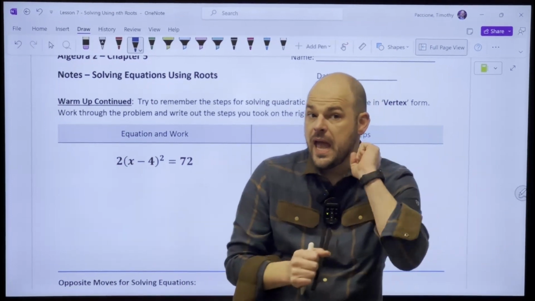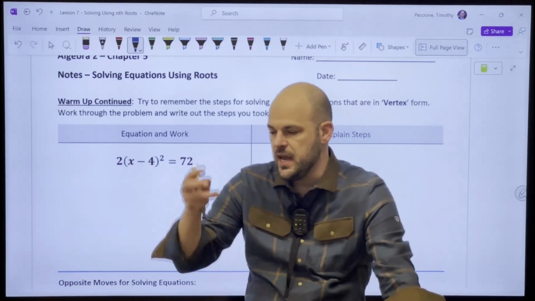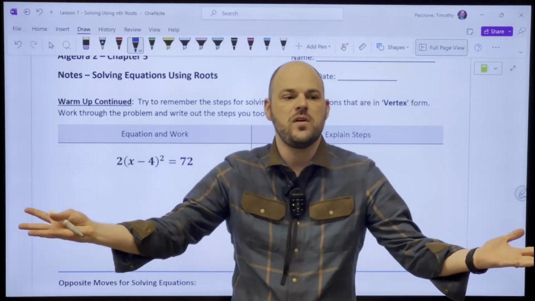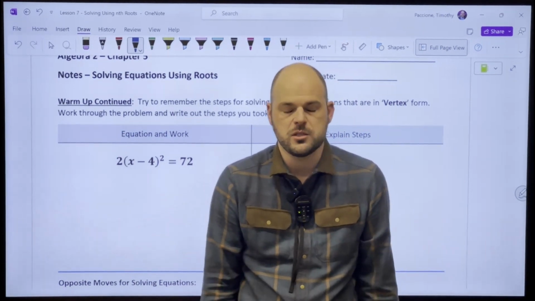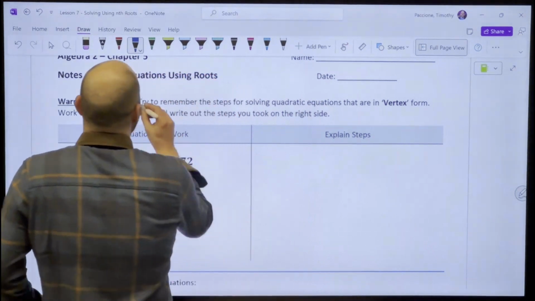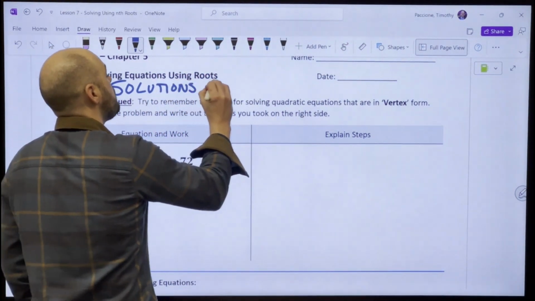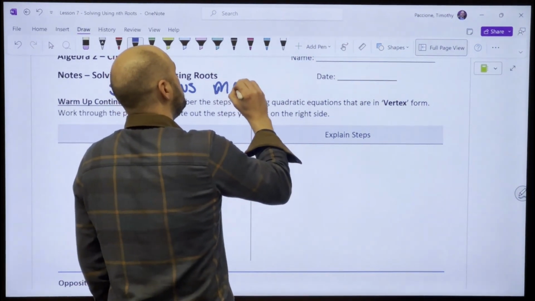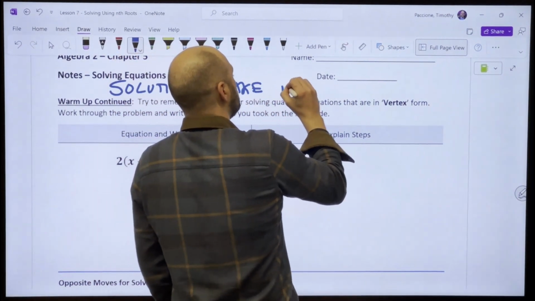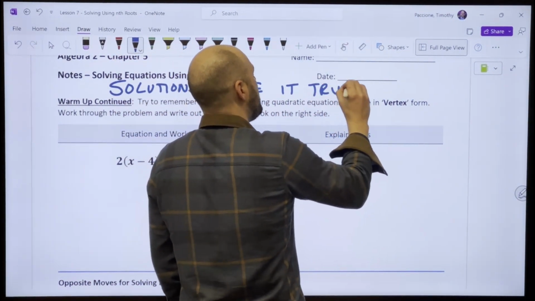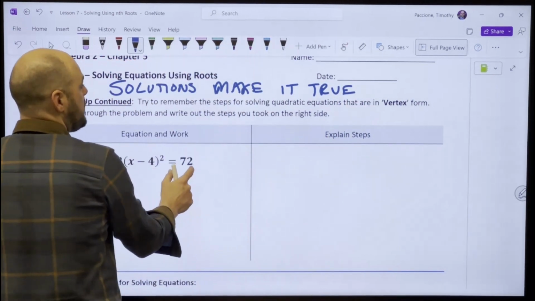If I can get x on one side by itself and a number on the other side, well, then I'll find out what makes this equation true, right? So that's always our goal, right? So if you want, you can write that. Solutions make it true. Just remind ourselves. Now, why is that super valuable to remind ourselves?